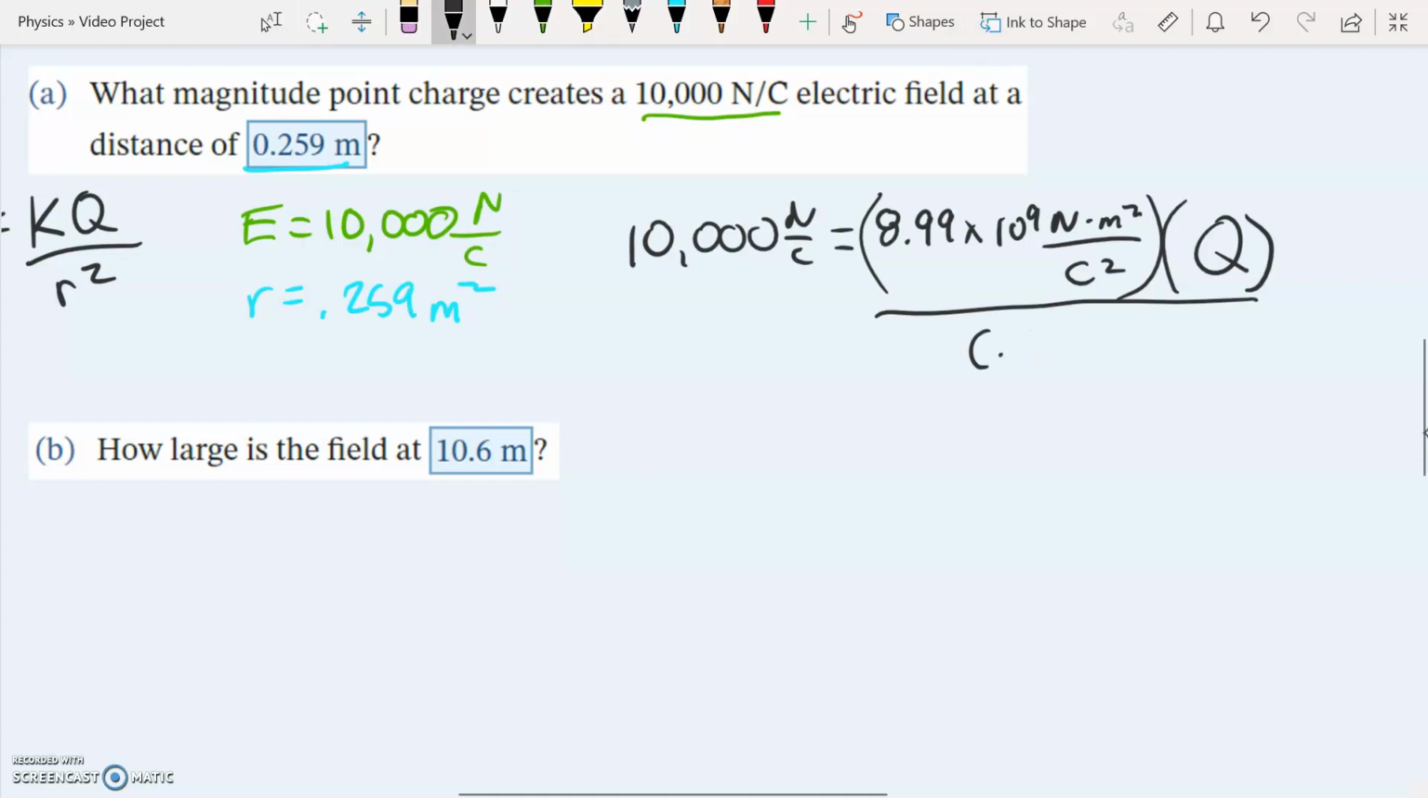0.259 meters squared. Now, if we punch that into our calculator, we'll be able to determine the charge, which is 7.5 times 10 to the negative 8th, and the charge is always in coulombs.